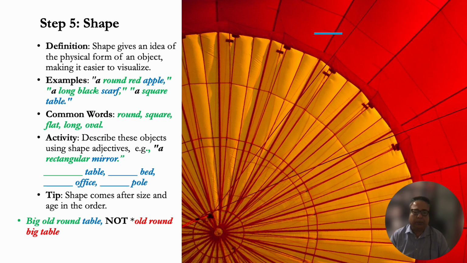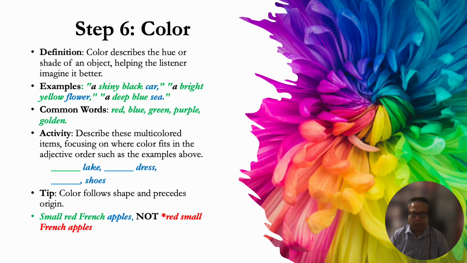The example below, a rectangular mirror, gives the listener or the reader an image of a mirror that is not round, it's rectangular. I need you to use a shape adjective, right, to modify each of the nouns below: table, bed, office, and pole. Again, remember that shape comes after size. Big, old, round table, not old, round, big table. The latter is incorrect. Okay.